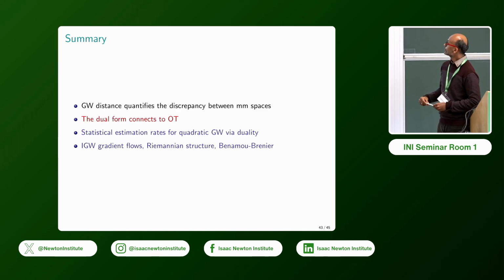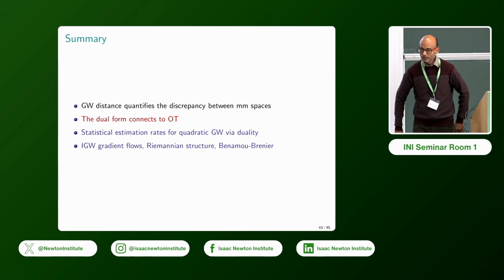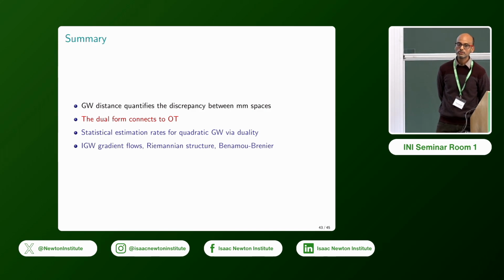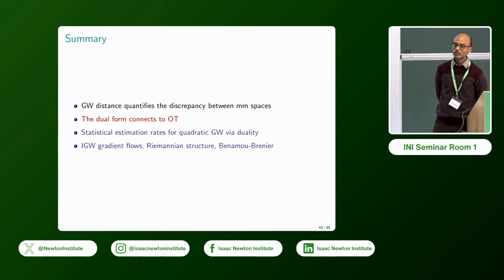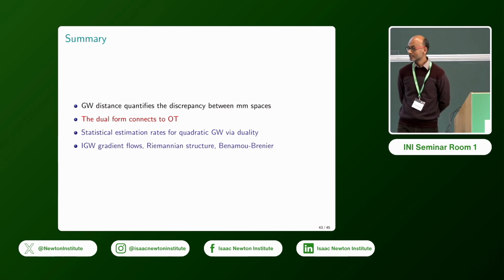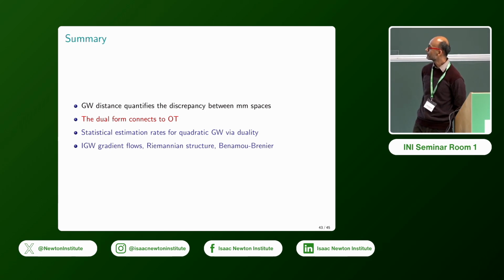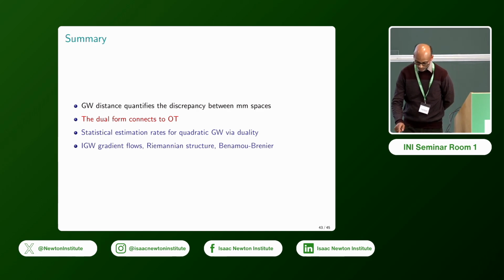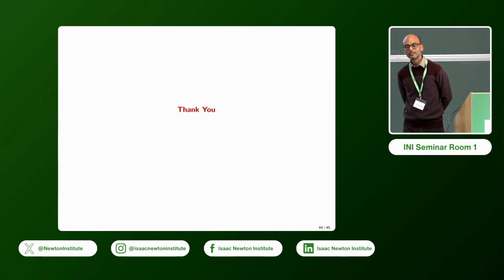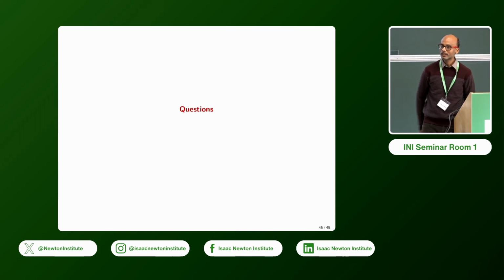Okay, so to summarize, we looked at some theoretical properties of these GW distances, particularly motivated through duality, and we could answer some statistical estimation questions and also some geometric questions related to gradient flows and Riemann structure on the IGW space. With this, I thank you, and I can take any questions you may have.